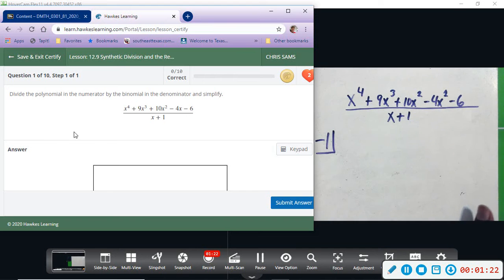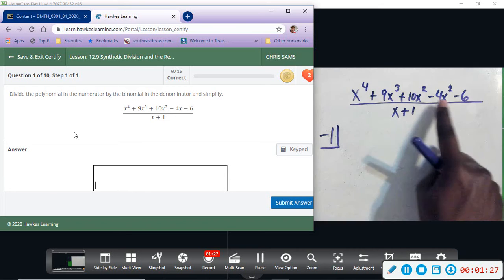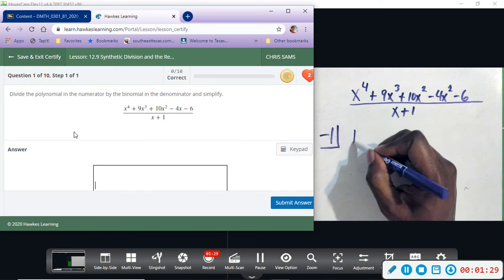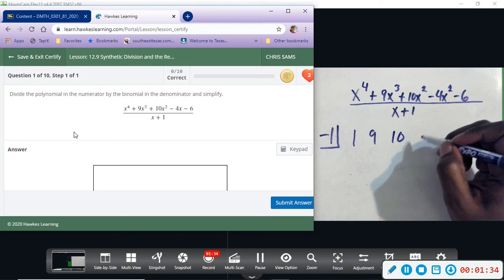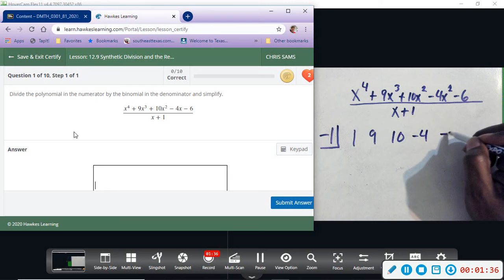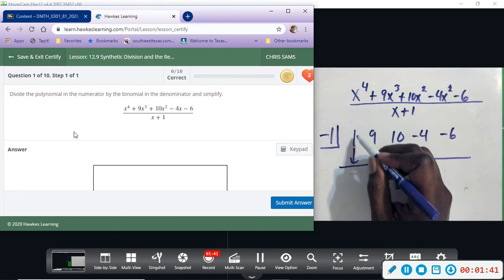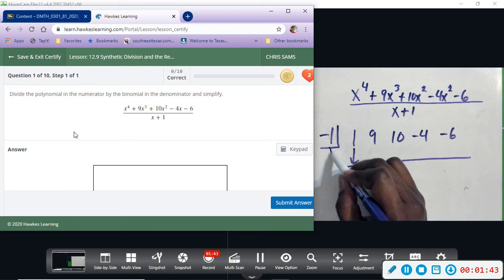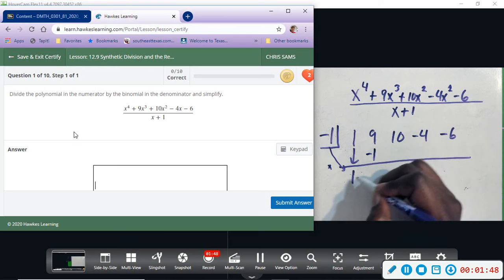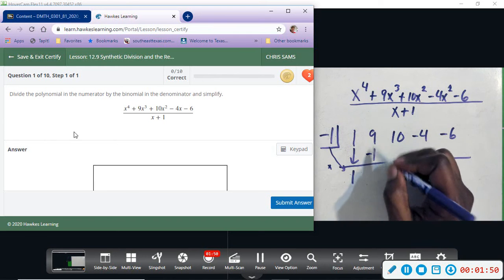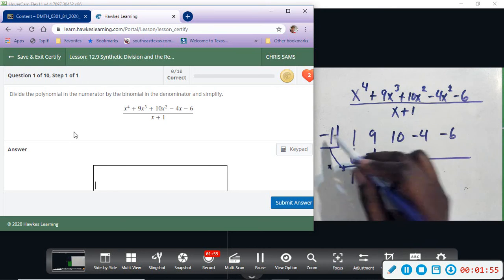And then we're only going to list the coefficients of the numerator. So this is a 1, 9, 10, -4, -6. Alright. You always bring the first term straight down. You multiply below the line. -1 times 1 is a -1. Write the answer up, and then you add or subtract based on what the signs say. So we would subtract, get 8, and then you repeat.